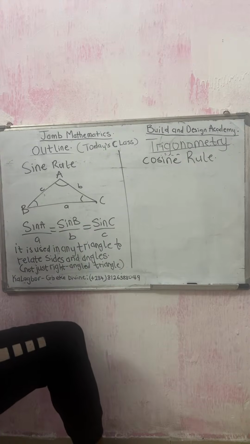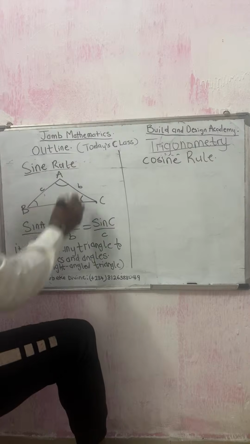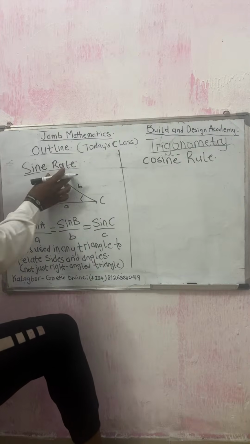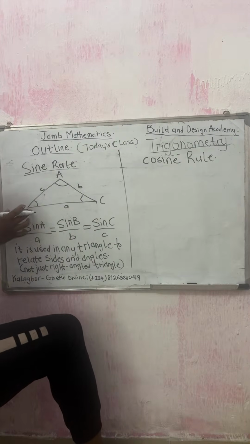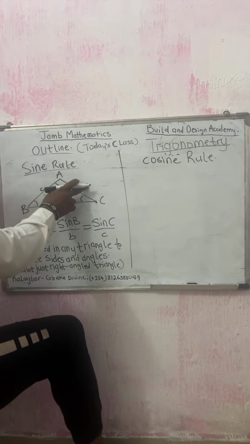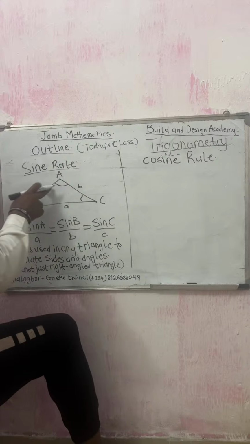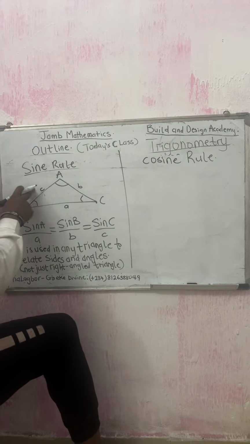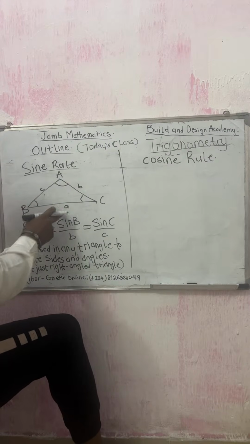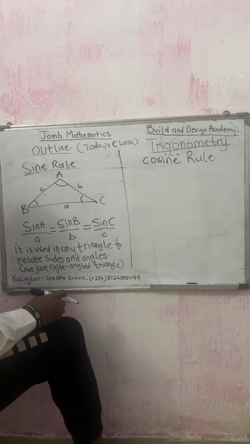You can use the sine rule in any triangle, not just a right angle triangle, where this is A, this is C, and this is B. The side facing the angle B is small b. The side facing the angle C is small c. And the side facing the angle A is small a.